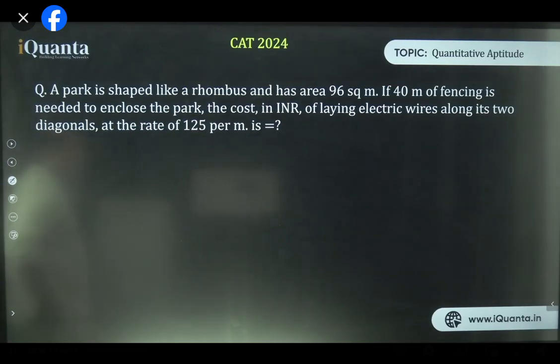A park is shaped like a rhombus and has area 96 square meter. If 40 meter of fencing is needed to enclose the park, the cost in INR of laying electric wires along its two diagonals at the rate of 125 per meter is what?